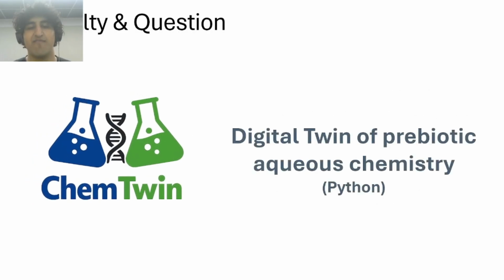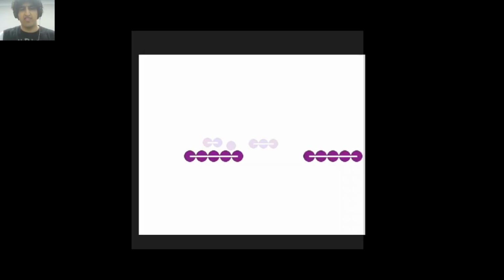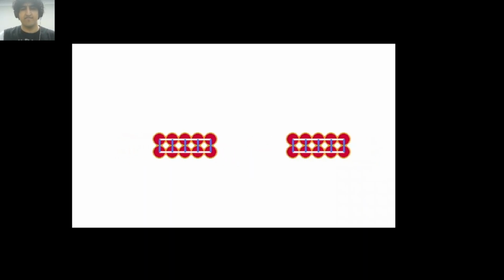Chemtrain is a digital twin of prebiotic aqueous chemistry, implemented entirely in Python. Footage is captured live from Chemtrain. Periodic building blocks collide and then bond across a 2D grid, growing into chains. Then these chains can lock into hydrogen bonded assemblies. These assemblies can then form catalysts.